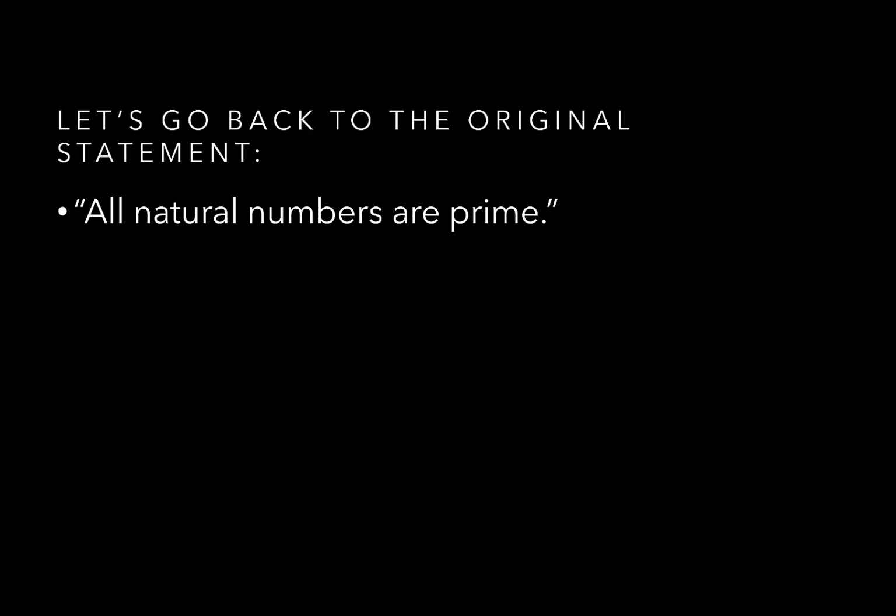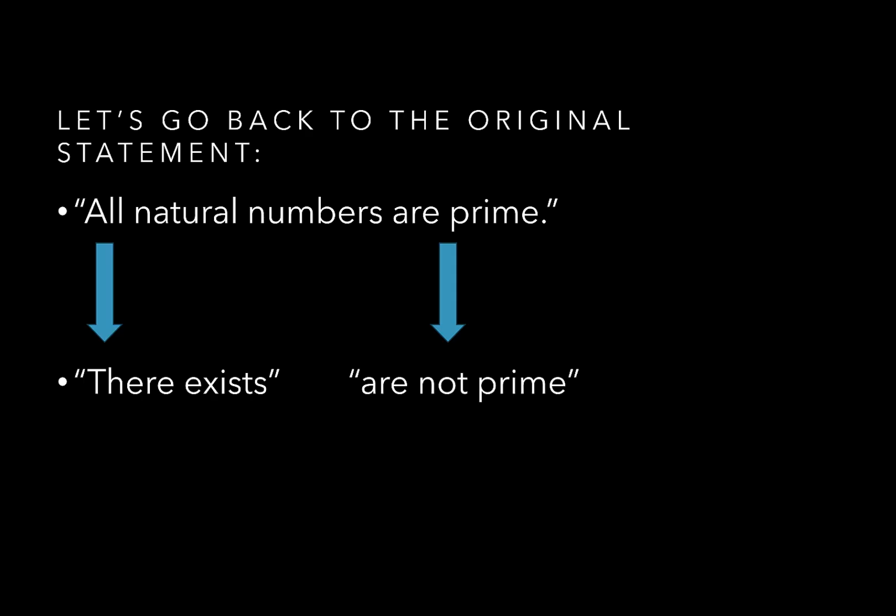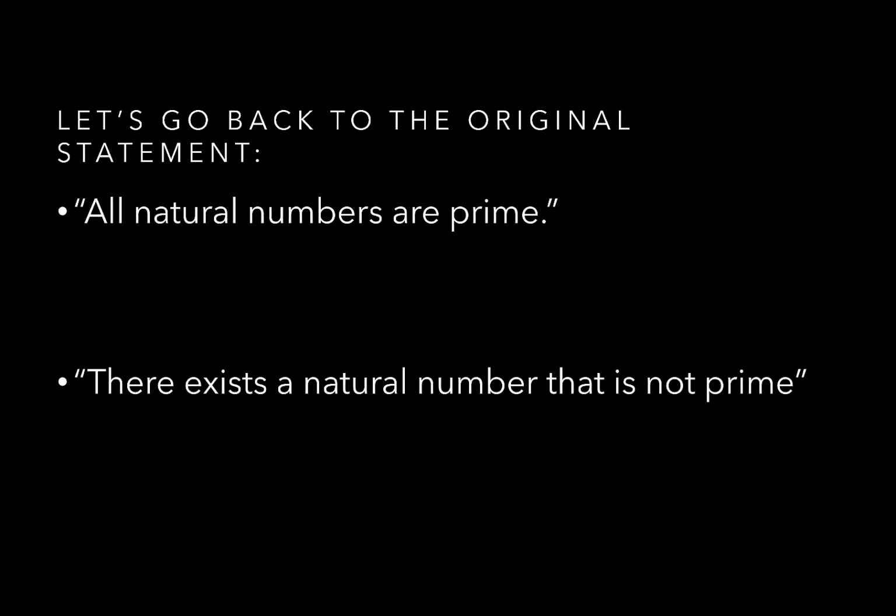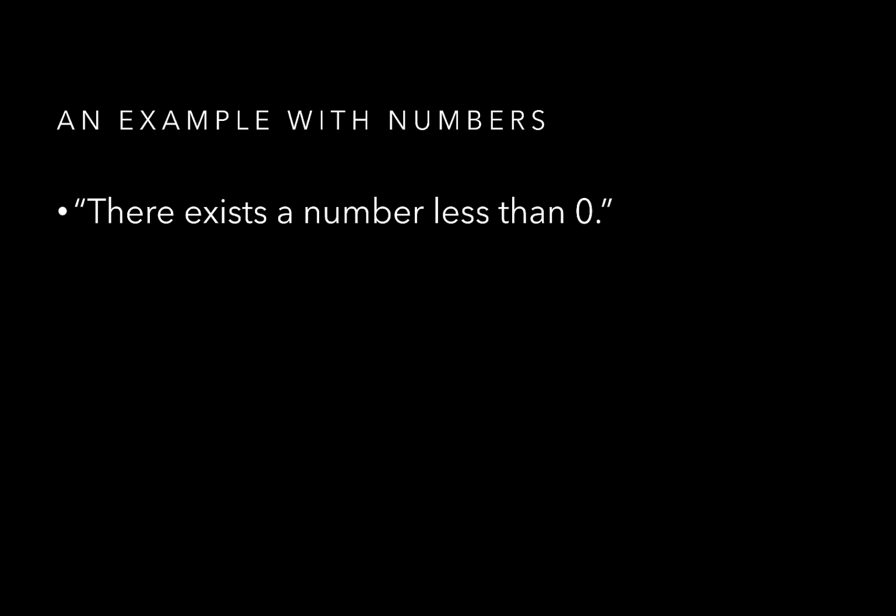So if we go back to our original statement that said all natural numbers are prime, we need to change all to there exist, and we need to change prime to say not prime. When we put that together, we get there exists a natural number that is not prime. This statement is true. Now let's look at an example with numbers.